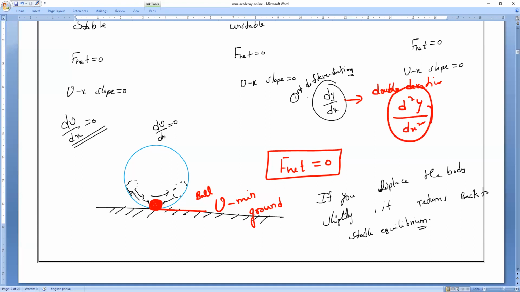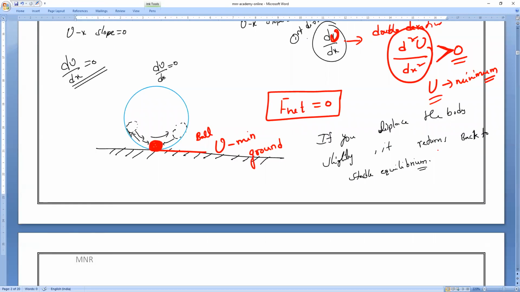So keep it in mind, if d square y by dx square is greater than 0, everybody? As we are studying potential energy, I can modify y to become potential energy U. So du by dx is equal to 0, and here it will become d square u by dx square. If d square u by dx square is greater than 0, then potential energy is minimum. All of you understanding? Potential energy is minimum means it is stable or unstable?